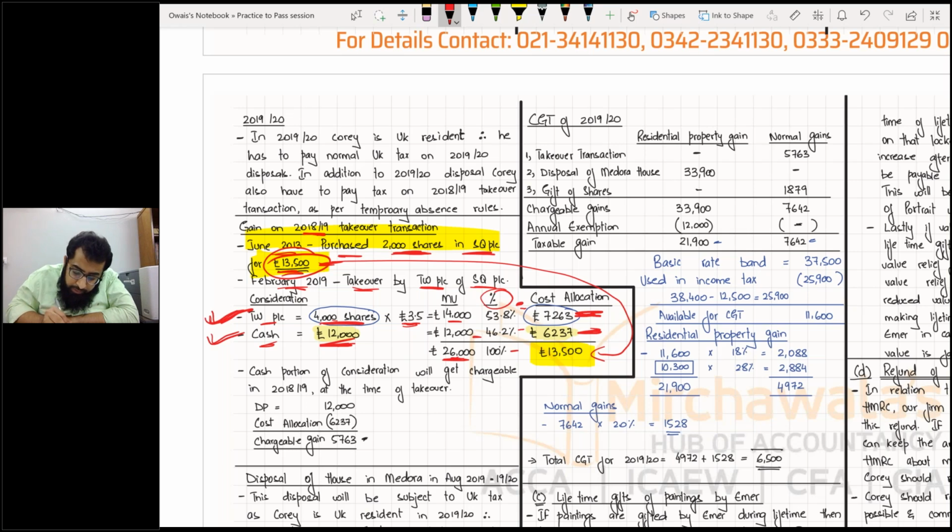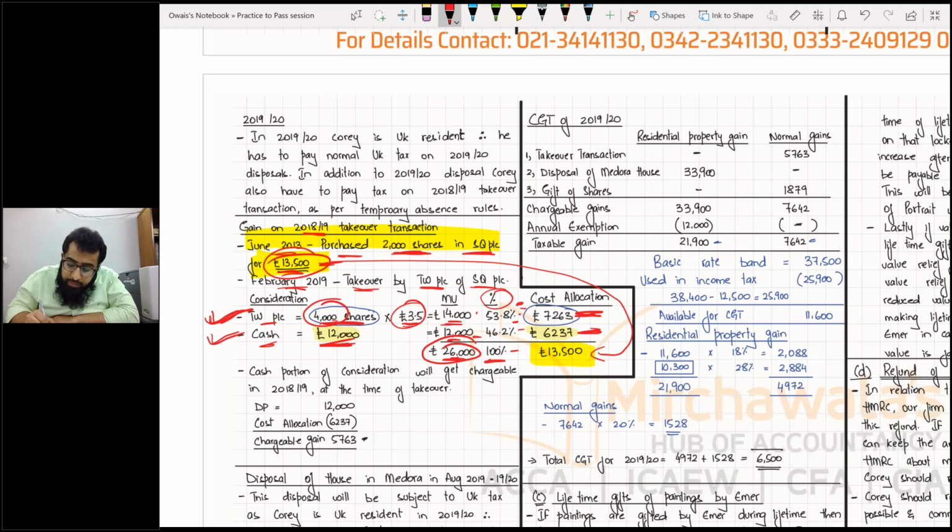Now, how did you calculate this percentage? You got 4,000 shares worth £3.5 each, and you got cash of 12,000. So total is 26,000. 14,000 divided by 26,000, 53.8.